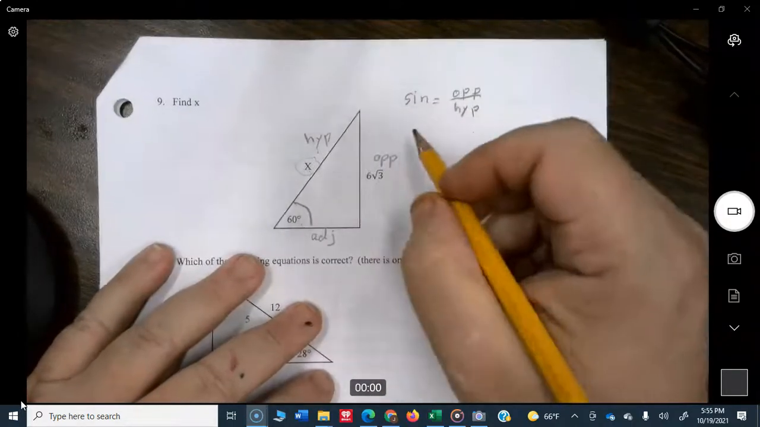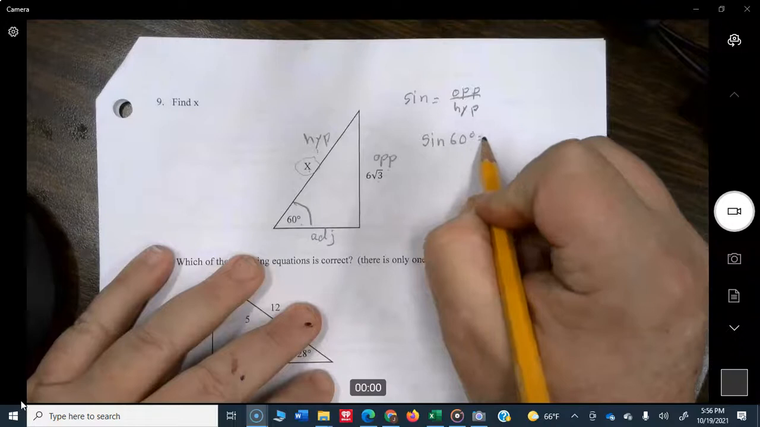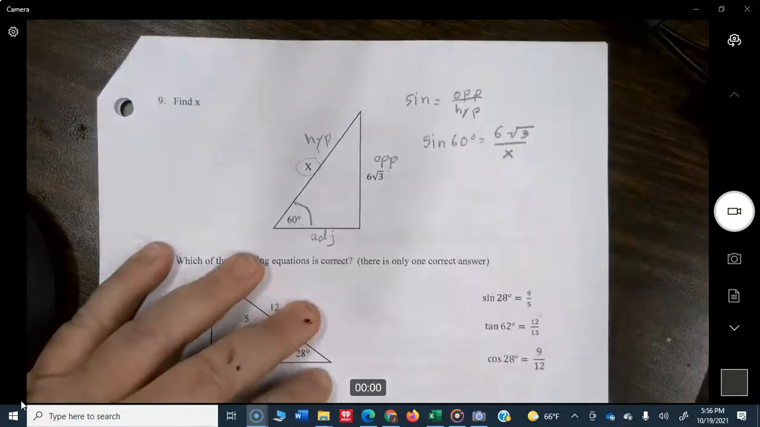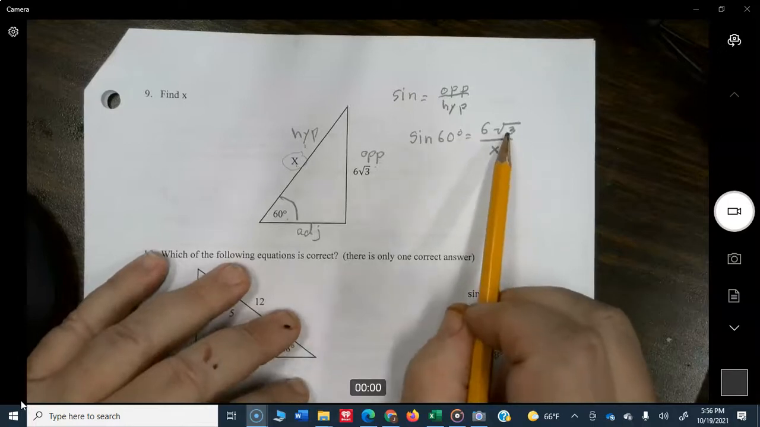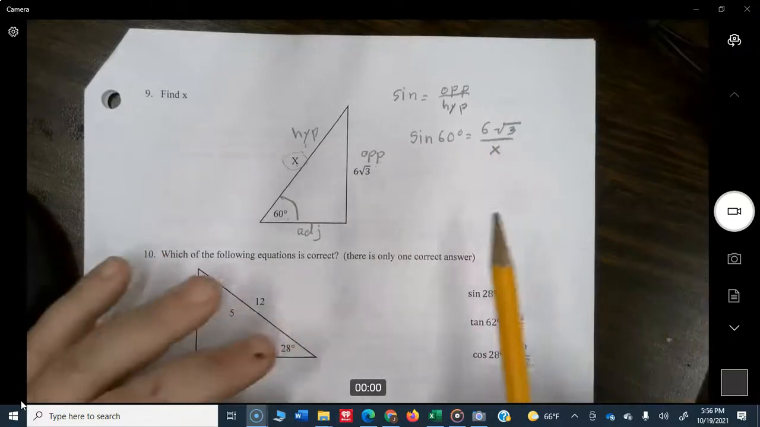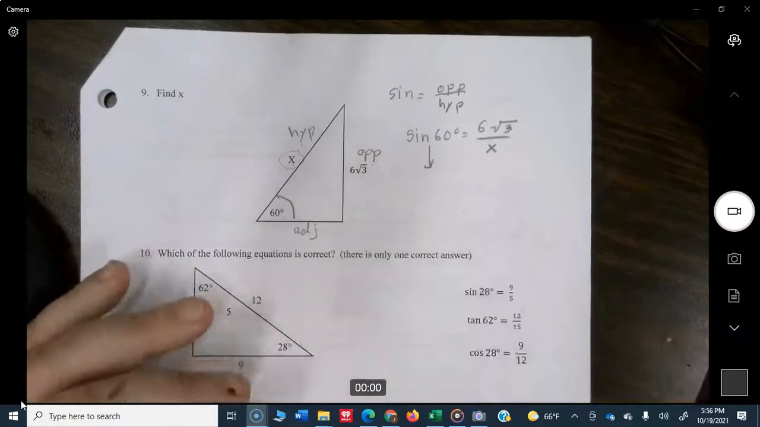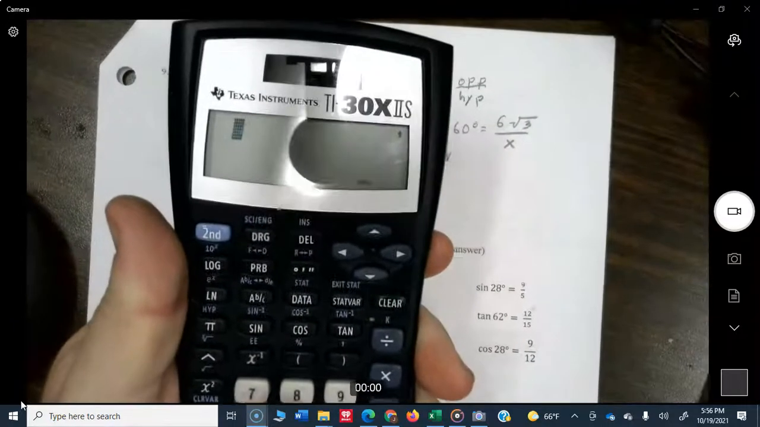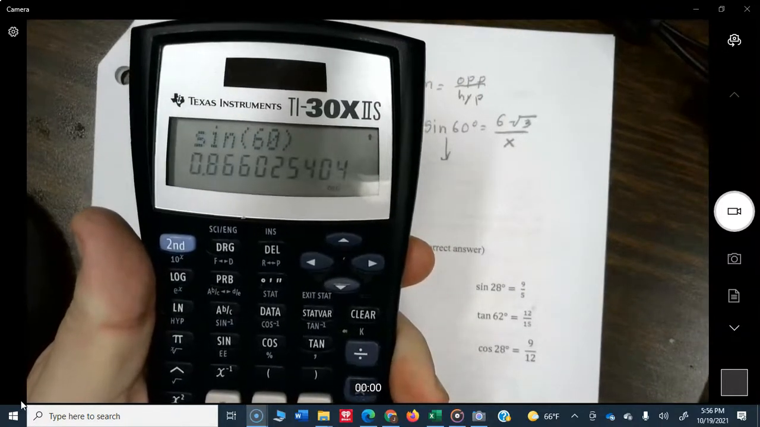Okay? So we have sine of the angle. Now we plug in the numbers: sine of 60 degrees equals 6 square root of 3 over x. Don't let the square root scare you. If they give you something with a square root, they generally want you to leave the answer as a square root. That's usually the way it's done. Let's look up the sine of 60 first. There is sine 60 degrees, close the parenthesis, and it's 0.866.